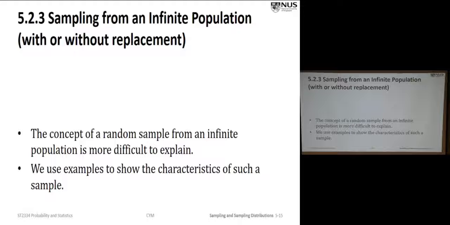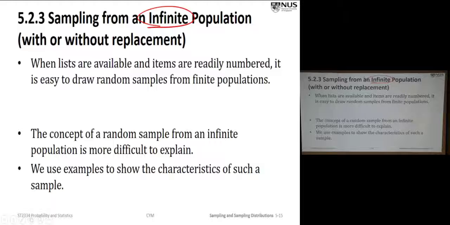Then how about an infinite population? For an infinite population, it makes no difference whether it's with replacement or without replacement. The reason is very simple. You have an infinite population, so you take one out, and no matter what the value is, it won't affect the remaining. The remaining population still looks as if you had the one before you took the first observation.